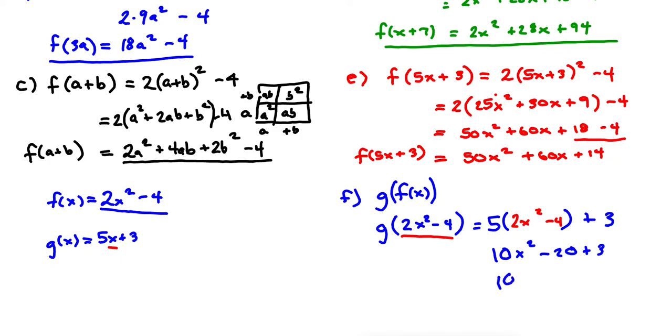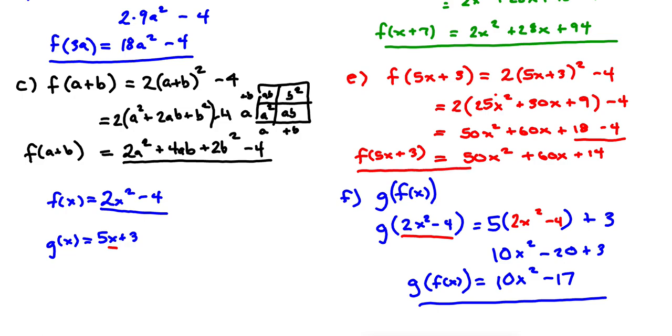and hallelujah, we are finished. 10x squared minus 17. And that is what g of f of x ends up equaling. Guess I forgot to underline this one up here to show that that is the answer.